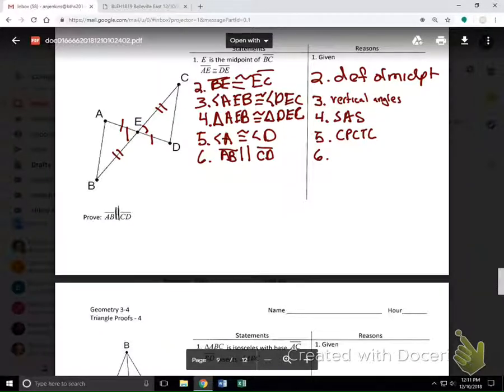Yep, this is our last part. And we know that these are parallel by what we had to look at on the screen picture. And we know that's because of the alternate interior angle theorem.